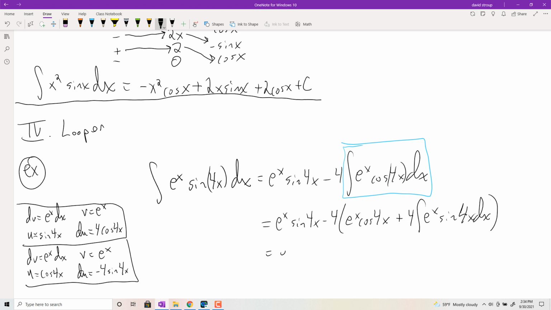If you look at what we're getting now, e to the x sine 4x minus 4 e to the x cosine 4x minus 16 integral e to the x sine 4x dx, we're back to where we started, right? Let me carry down the other side.